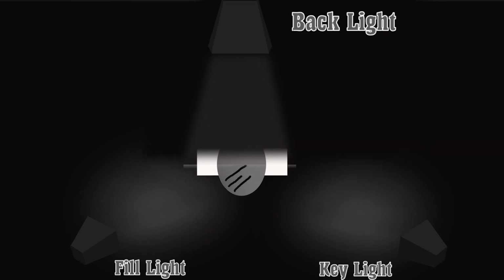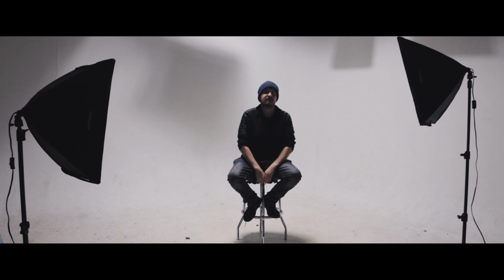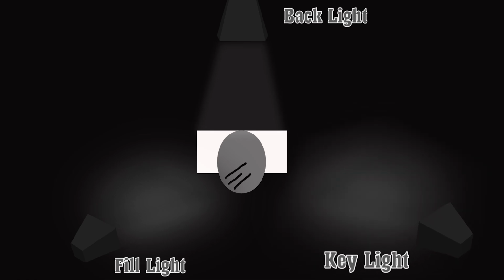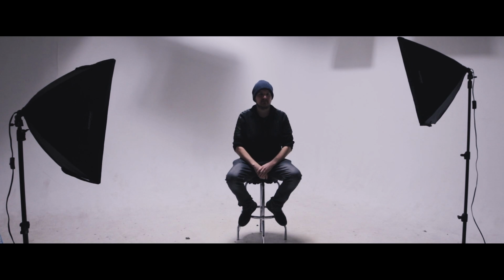First, let's turn on the backlight to see exactly what it does. This light is used to separate the subject from the background. Key light is the main light that brightens up the subject. It's located directly across from the subject. Let's turn on the key light so that we can see Ricky.